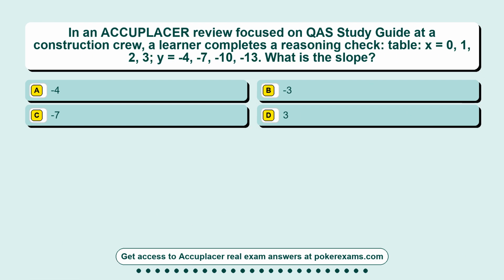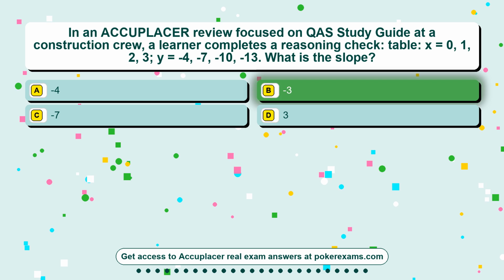Question 5. In an ACCUPLACER review focused on QAS Study Guide at a construction crew, a learner completes a reasoning check. Table: x equals 0, 1, 2, 3; y equals -4, -7, -10, -13. What is the slope? Option A, -4. Option B, -3. Option C, -7. Option D, 3. The correct answer is option B, -3.